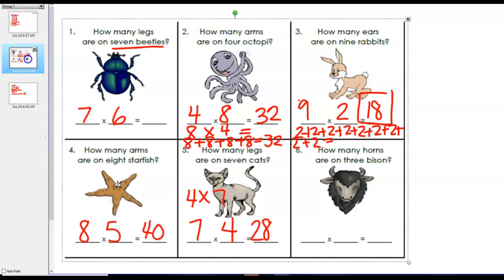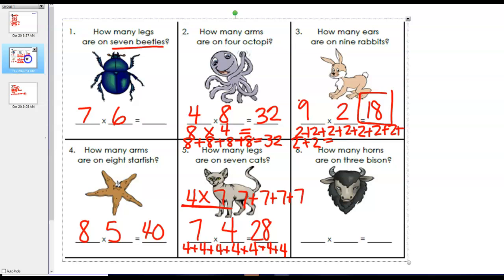And so you could have added 4 plus 4 plus 4 plus 4, 7 times, right? 1, 2, 3, 4, 5, 6, 7. Okay, or you could have done it, if you did it this way, it would have been 4 sevens. 1, 2, 3, 4. Okay.